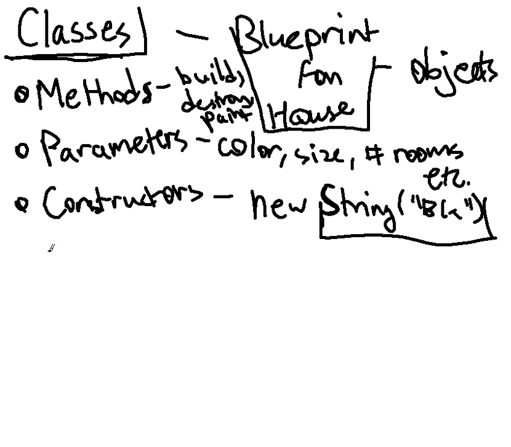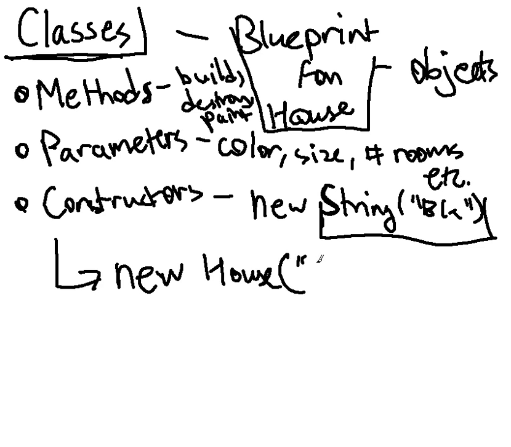Sort of like an example, a house constructor would be a new house, and you would say the color should be blue, and it should be 5 feet by 5 feet. It's a small house with 3 rooms, even smaller rooms, and that would be like a house constructor. And basically that's really all that a class is.